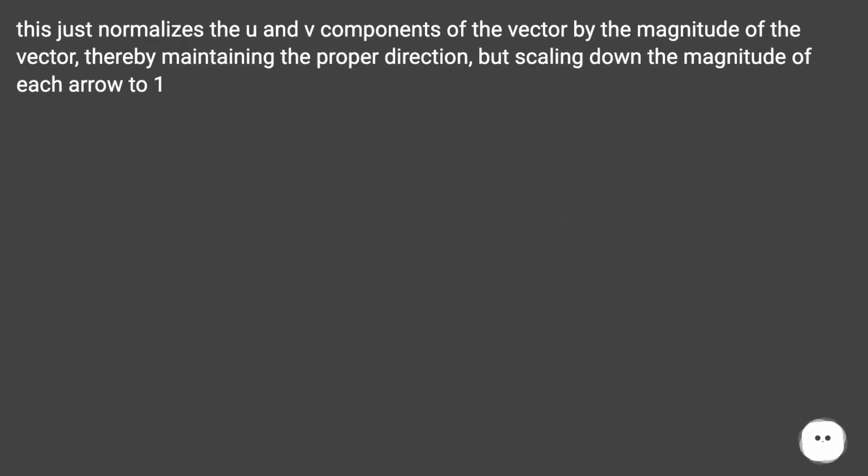This just normalizes the u and v components of the vector by the magnitude of the vector, thereby maintaining the proper direction, but scaling down the magnitude of each arrow to 1.